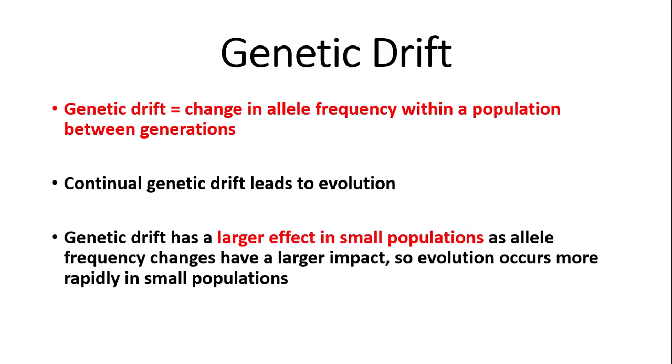Now, the most crucial point to remember about genetic drift at A level is that it has a larger effect in small populations, as changes in allele frequency will not have to take place for as long in small populations, as it doesn't take as many generations for the allele frequency to take over the whole population. So genetic drift has a larger effect in small populations as allele frequency changes have a larger impact as fewer generations are required. So evolution occurs more rapidly in small populations.